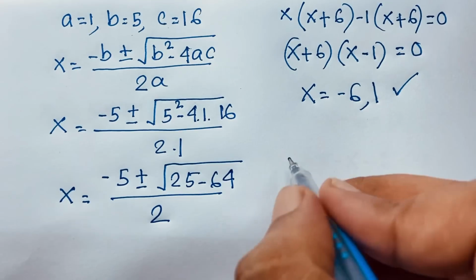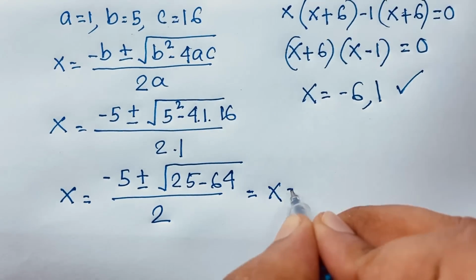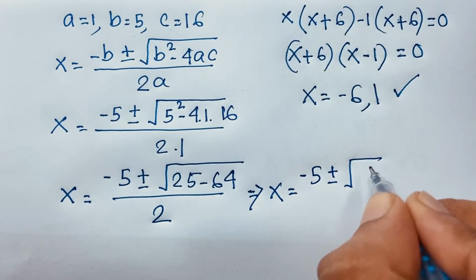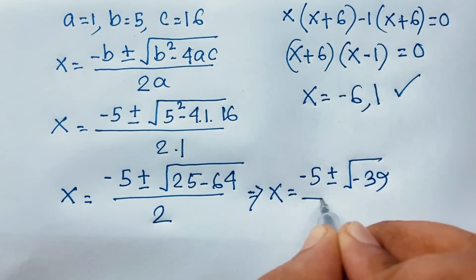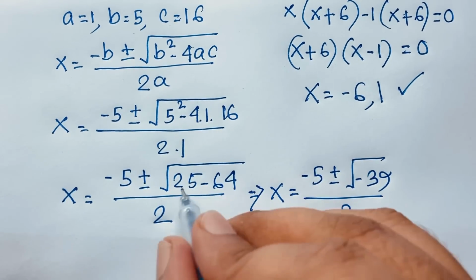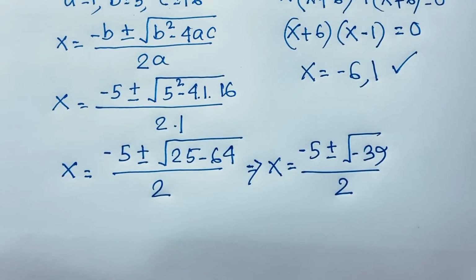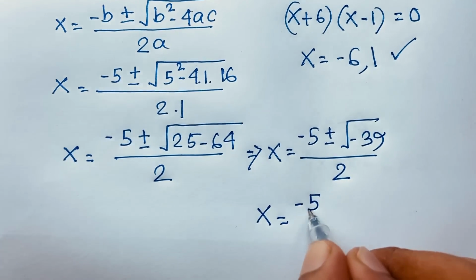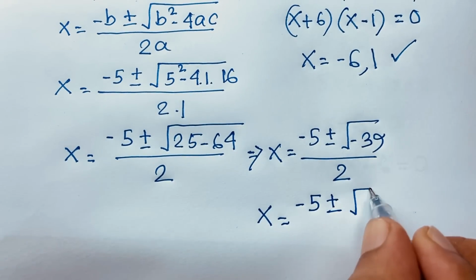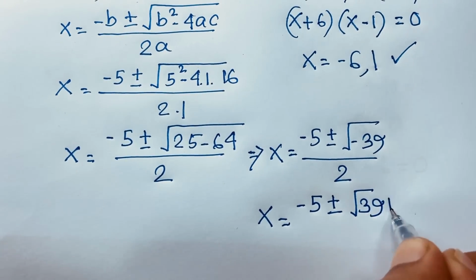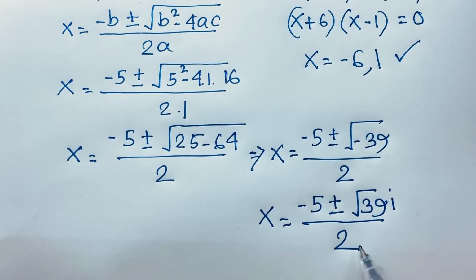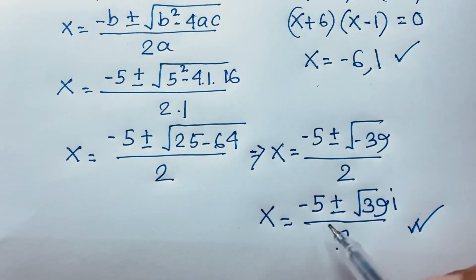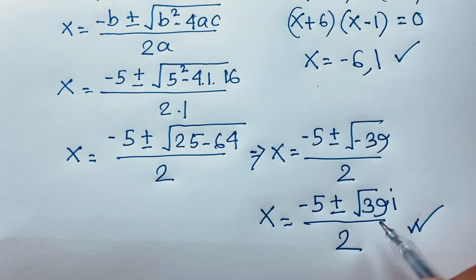Then x will be minus 5 plus minus square root of 39 over 2, since 25 minus 64 will be minus 39. Then x will be minus 5 plus minus square root of 39 i over 2. This is the value of x. So this is our two solutions, and this is our two solutions. So we have found four solutions.